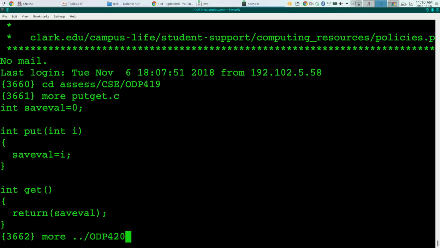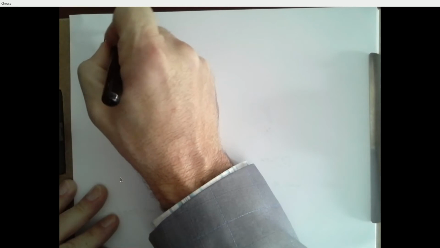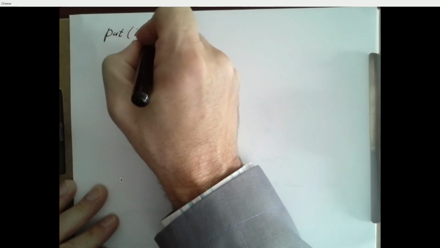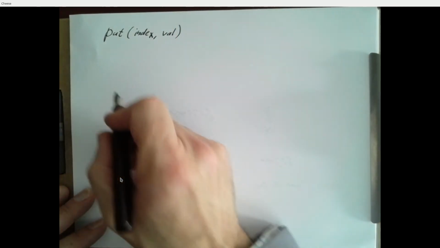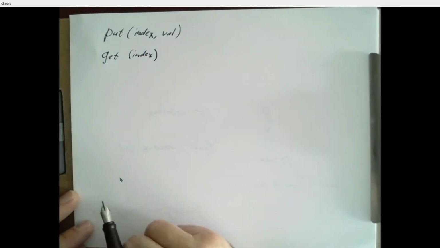So ODP 420 is basically the same thing, except your put function takes two arguments. It takes the location where you want to store a value, and then the value you want to store. And get takes the location that you want to get a value from.